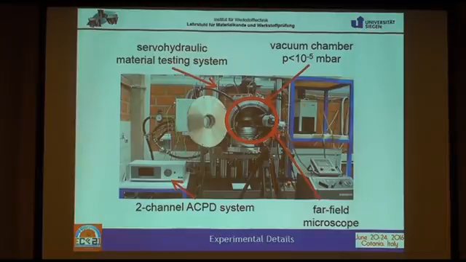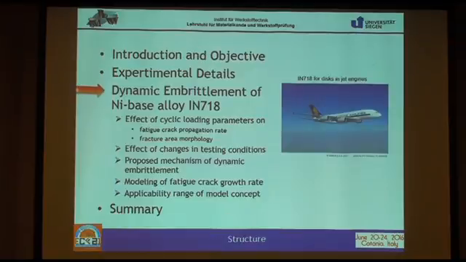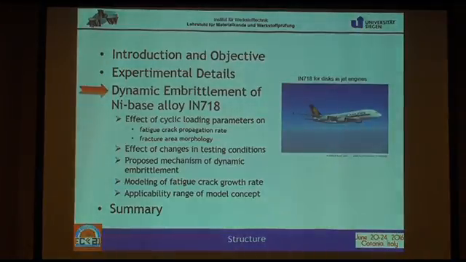So if you look into the vacuum chamber, you see here a glowing sample at 650 degrees C, and you see a lot of cabling, routing and wiring, and this has to do with the ACPD measurement of the crack length. So let's come now to the results we obtained.